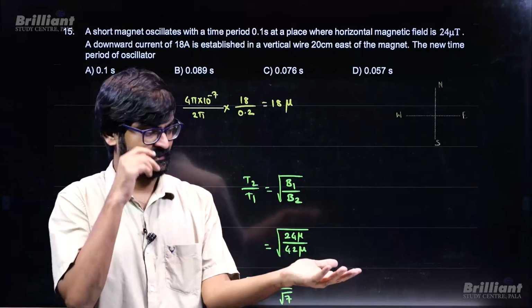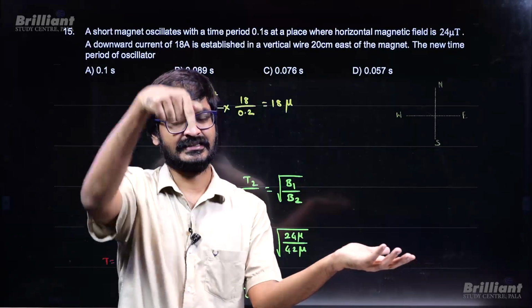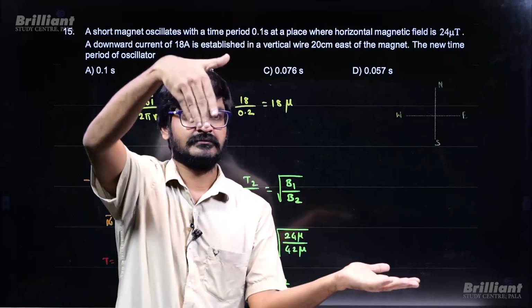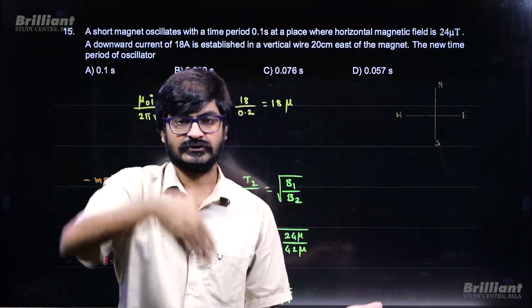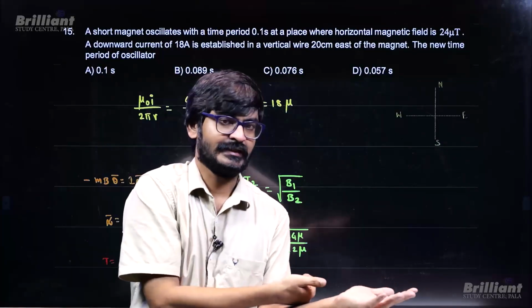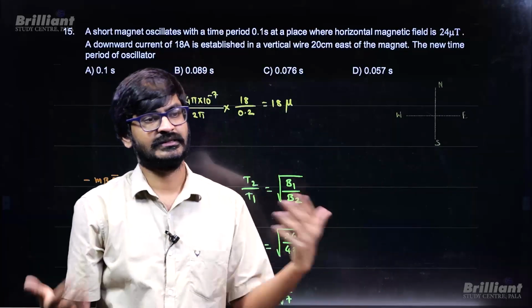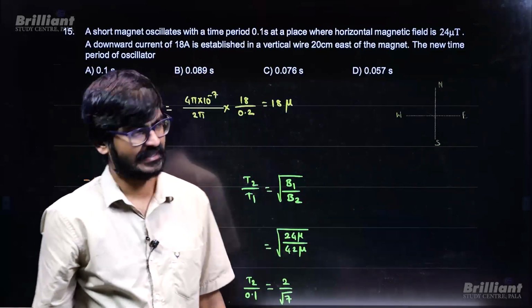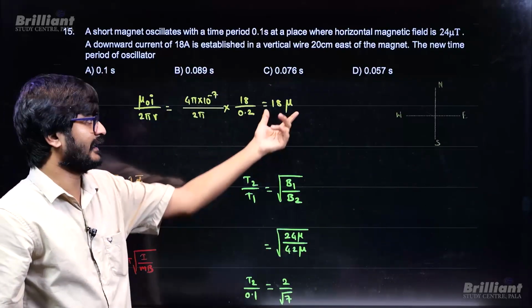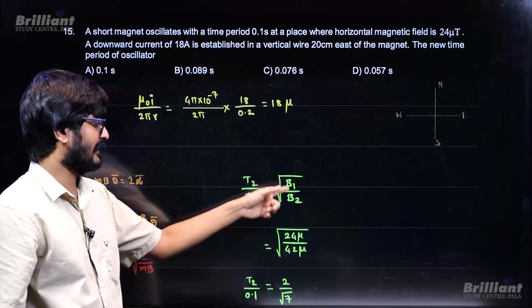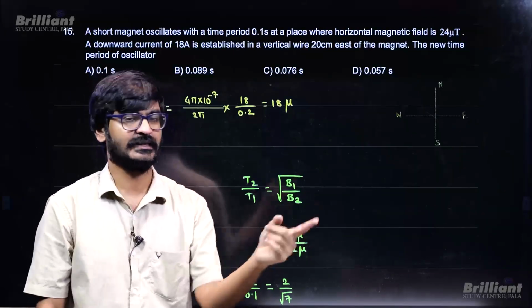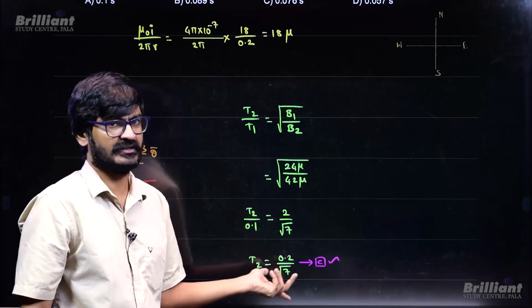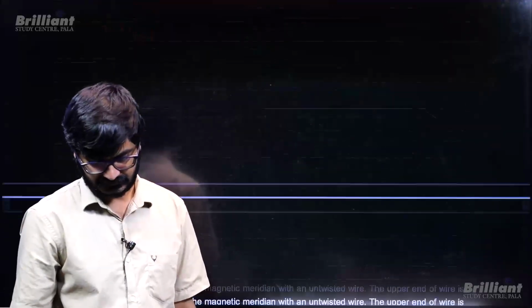Now 20 centimeter east. So if there is a wire here and if there is current flowing this way, then magnetic field due to this one here will be L bar cross R bar, it will be in this direction. So magnetic field due to this current carrying wire will be in the same direction as horizontal component of earth. So in the second case, magnetic field is going to be horizontal magnetic field plus magnetic field due to the current carrying wire. Magnetic field due to current carrying wire, you will be getting as 18 micro. So in the first case, magnetic field is 24, in the second case it is 24 plus 18, 42. Then you will be getting time period ratio. Initial time period is given, so final time period you can get.